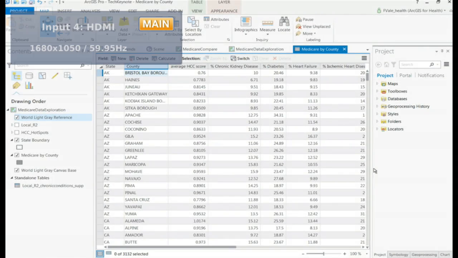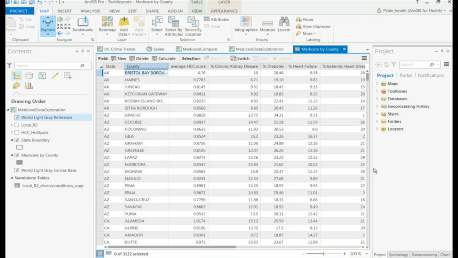So I'm going to start by taking a look at this data set that I got from cms.gov. It is a Medicare data set by county, and we have some different information here about the health of the population, the prevalence of some chronic conditions, and then the amount that we're spending per Medicare beneficiary in each of those counties. And so the first thing that I do when I get a data set like this is join it to a county layer and take a look at it on a map.